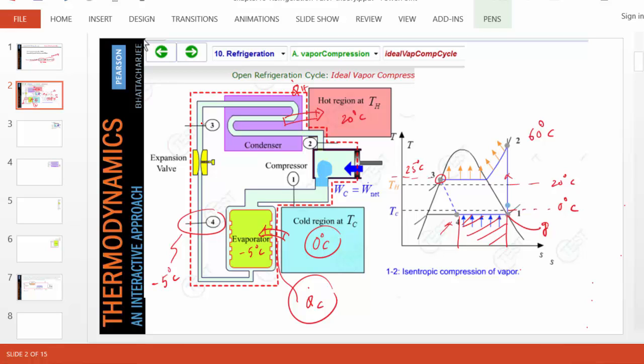At state 3, the liquid at the end of the condenser, instead of using it in a turbine, we use what is known as an expansion valve.